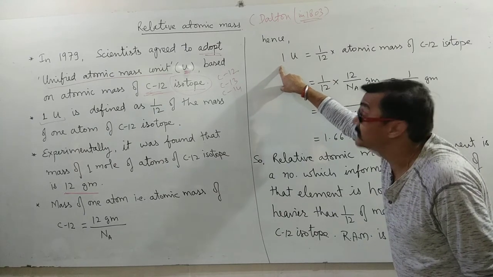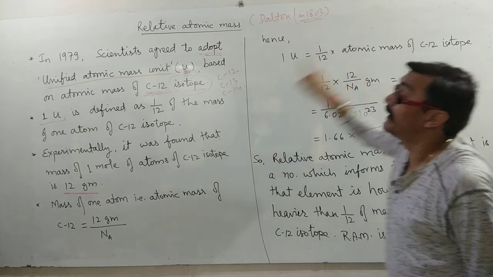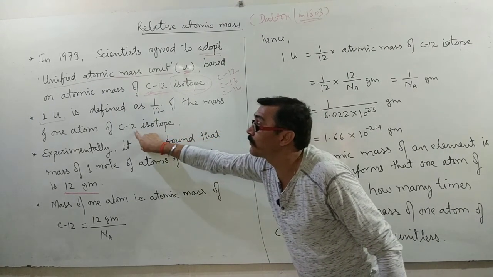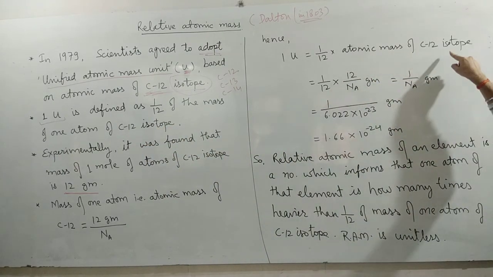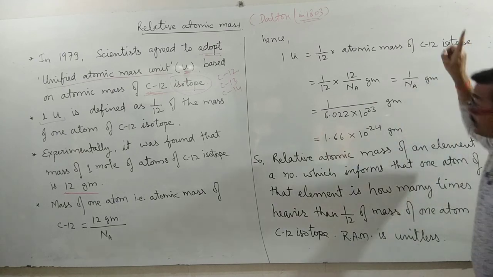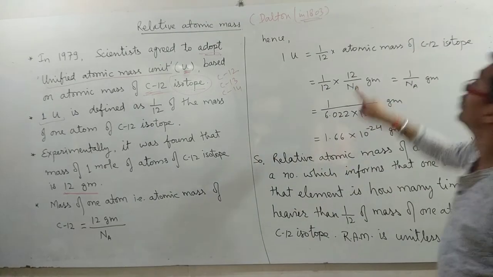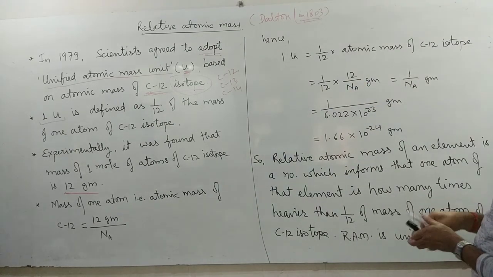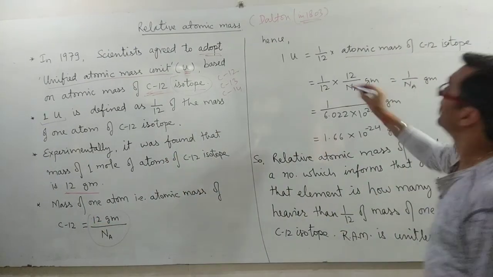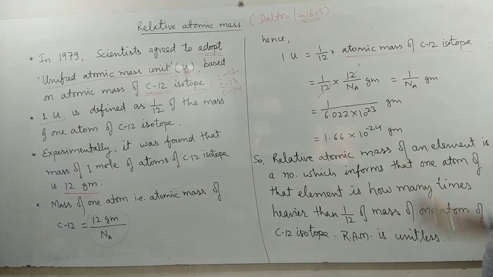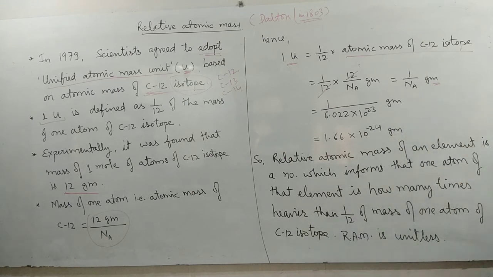unified atomic mass unit, that is 1 U, is equal to 1/12 of the atomic mass of carbon 12. Atomic mass of carbon 12 isotope, that is mass of one atom of carbon 12, is 12 gram by Na. So 1/12 into 12 gram by Na. 12 cancels by 12 one time. So ultimately 1 U is equal to 1 upon Na gram.